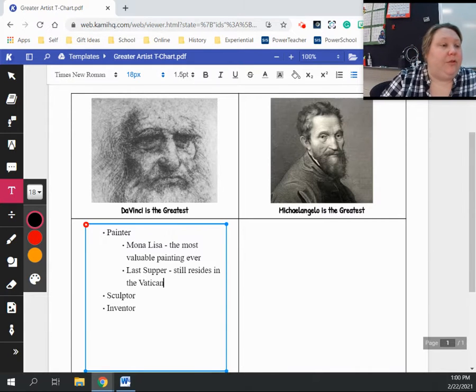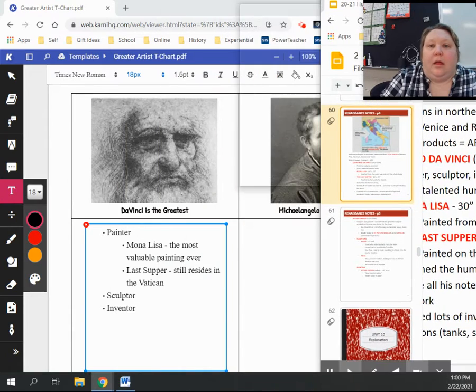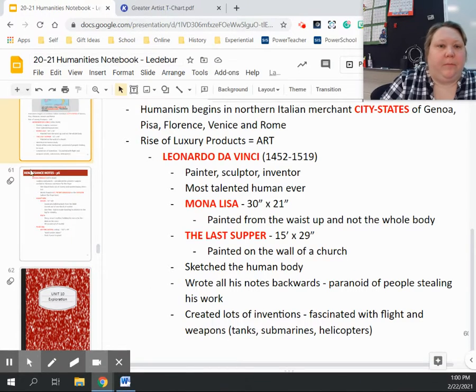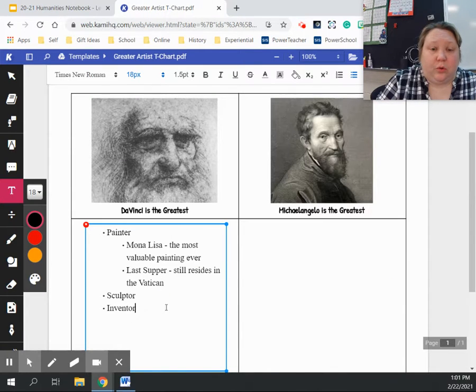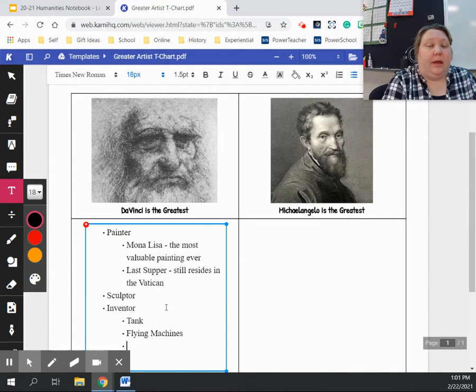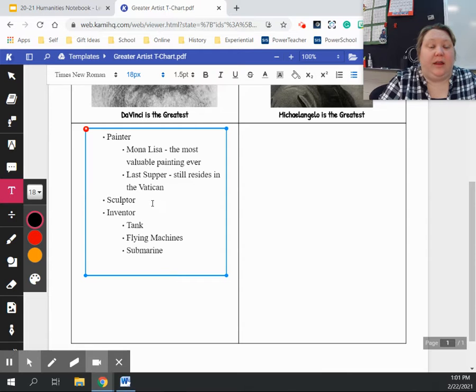So we know that those two things are true. So let me go back here, see what else we got. Okay, so we got painter, sculptor, inventor. These are the things that he painted. We know that he, for sure, invented things like the tank, flying machines, submarine. Okay, so those are some of the things that he invented.